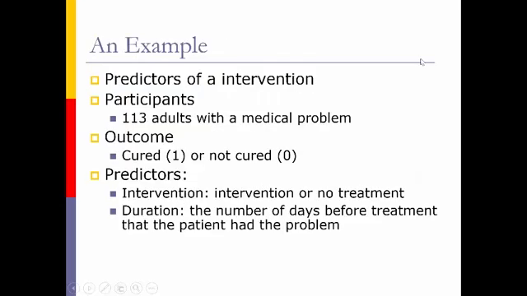All right, we have 113 adults. They have a medical problem. Obviously, the doctors are trying to cure that medical problem. So the outcome is either they're cured or they're not cured. Two different predictors. The first is they've had intervention or they've had no treatment. And duration, the number of days before treatment that the patient had the problem.